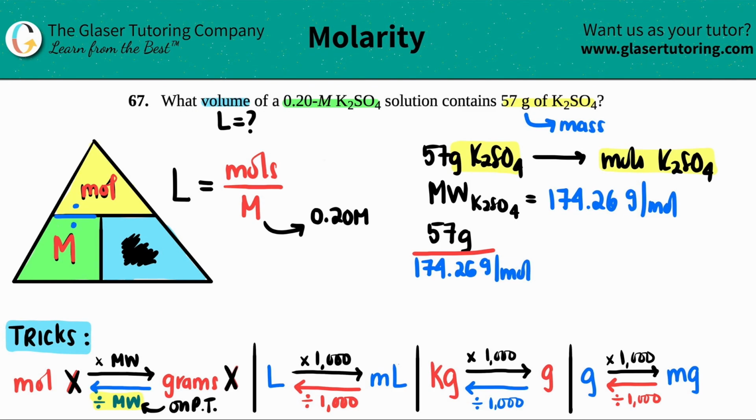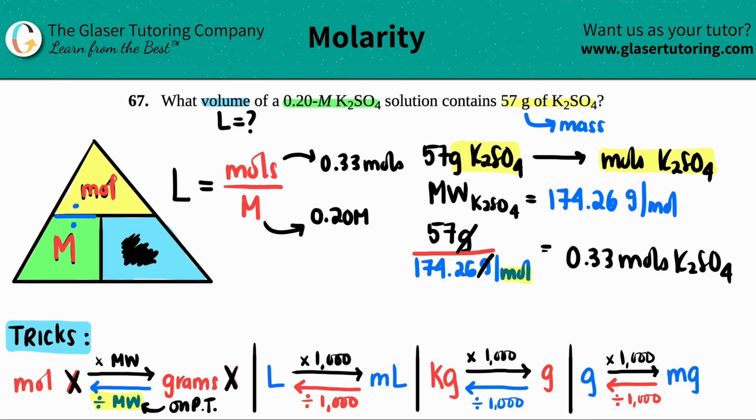Look what happened: grams on the top, grams on the bottom. That's why mole is the leftover unit, and why this little trick works. So 57 divided by that molar mass, with 2 sig figs, gives 0.33. Now that's in moles of K2SO4. I finally found out what the top number was supposed to be: 0.33 moles.